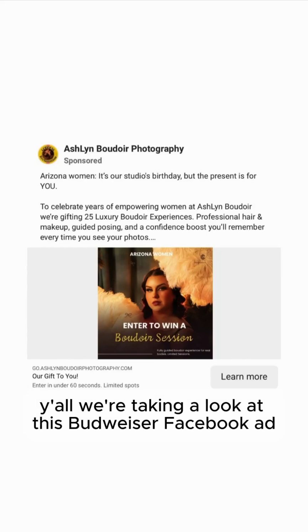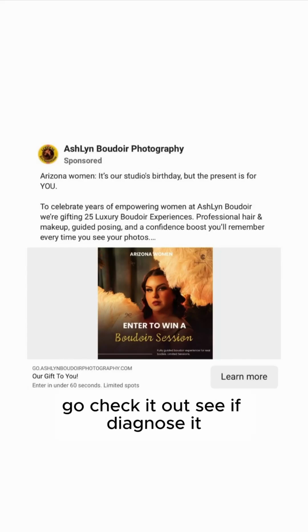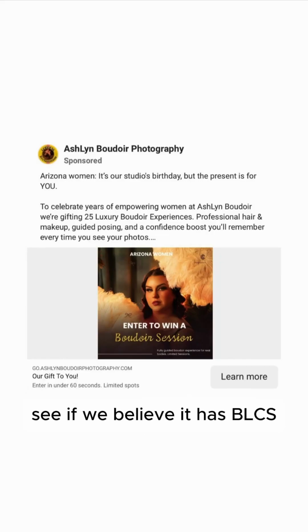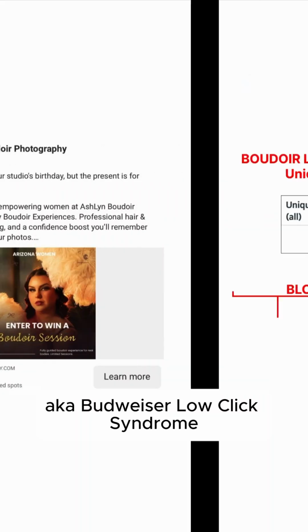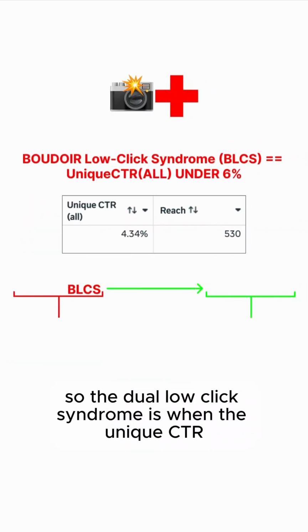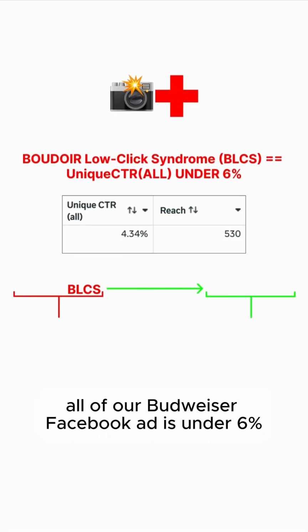All right, y'all, we're taking a look at this Boudoir Facebook ad. Gonna check it out, diagnose it, see if we believe it has BLCS, aka Boudoir low click syndrome. So Boudoir low click syndrome is when the unique CTR all of our Boudoir Facebook ad is under 6%.